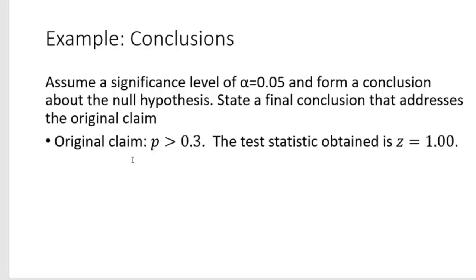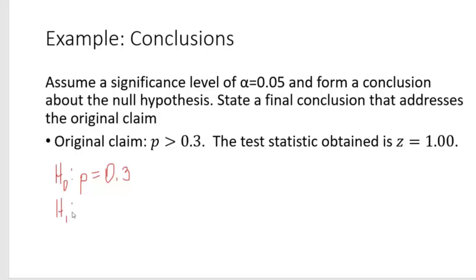Assume a significance level of alpha is 0.05. State a final conclusion that addresses the original claim. Now, the original claim is right here for us. But before we get to the original claim, we still have to look at what all of our hypotheses are, or we're not going to know how to make a conclusion. So our null hypothesis has to be about a proportion, and it has to include an equals. So if this one is the claim, we're going to say, then the null is actually it's just equal to it.